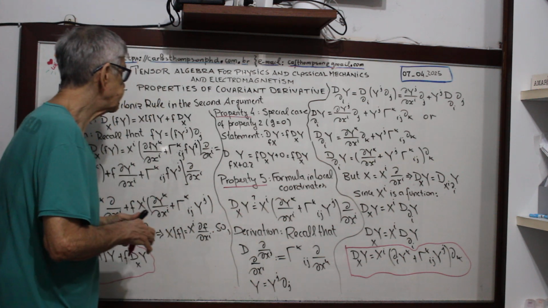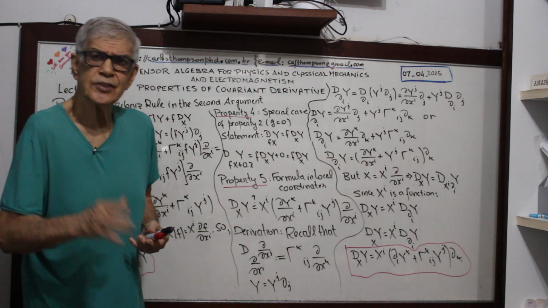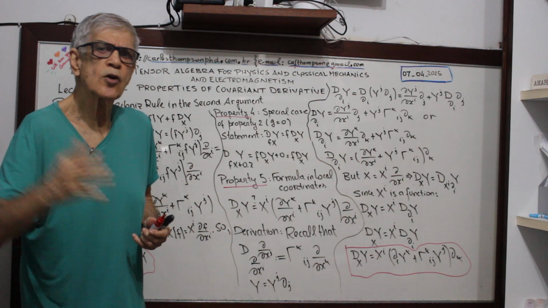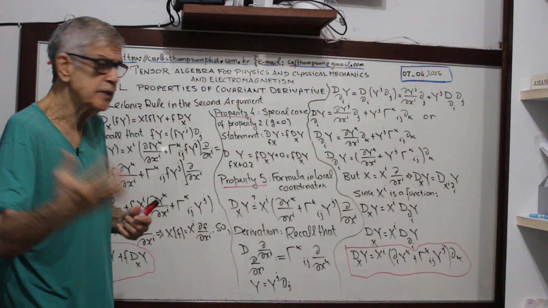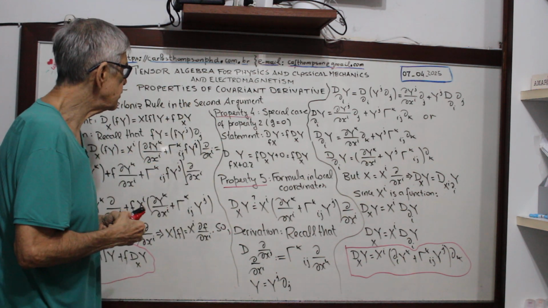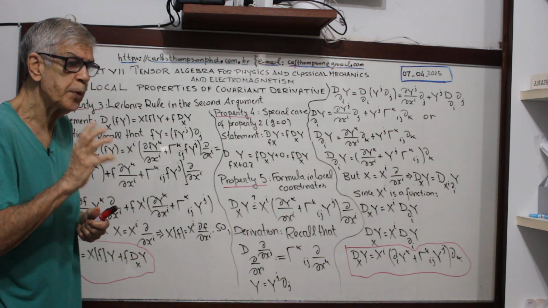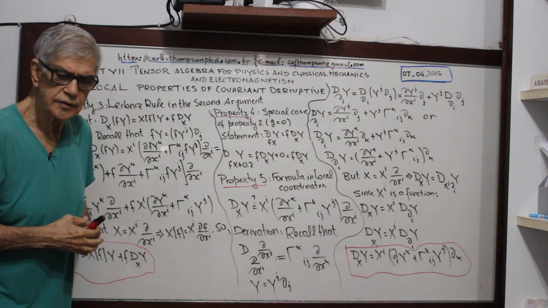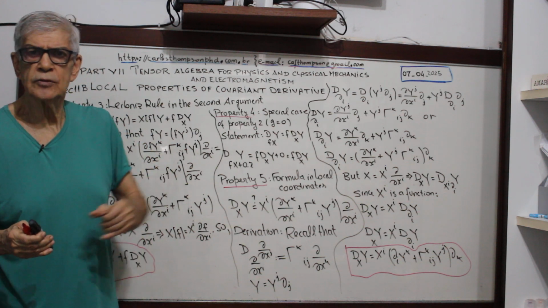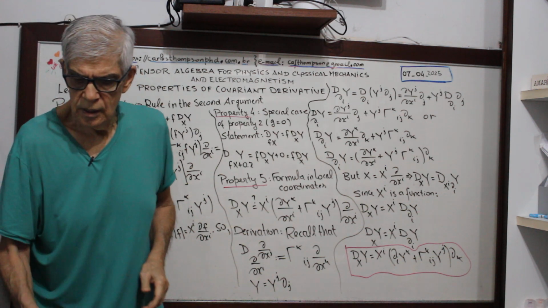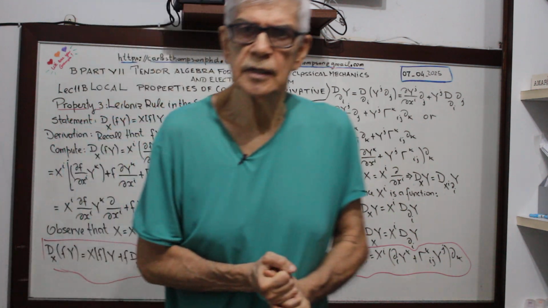So these are the standard properties of the covariant derivative. That's important. And remember that our goal is to apply to the curvature. We define torsion, Riemann curvature, Ricci curvature, scalar curvature, as you will see in later lectures.